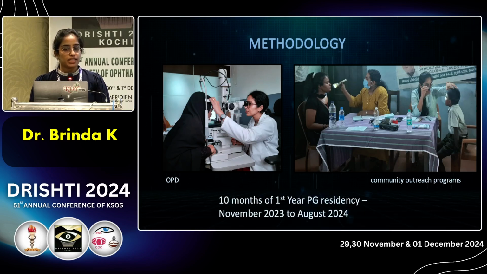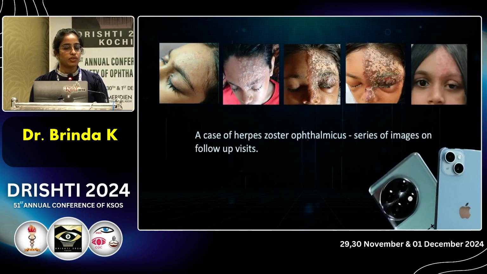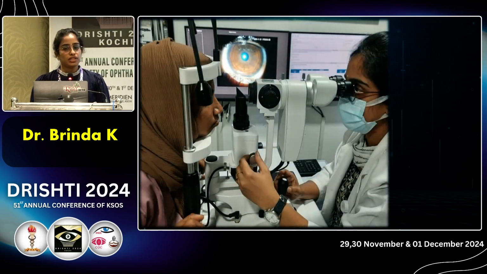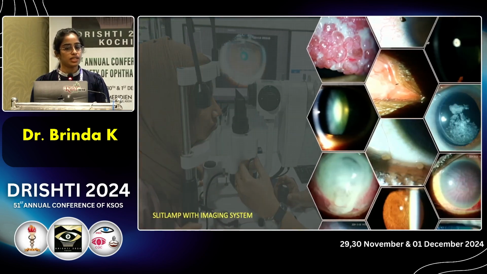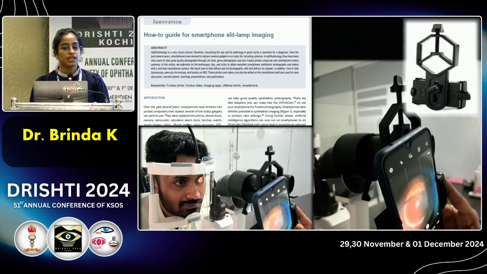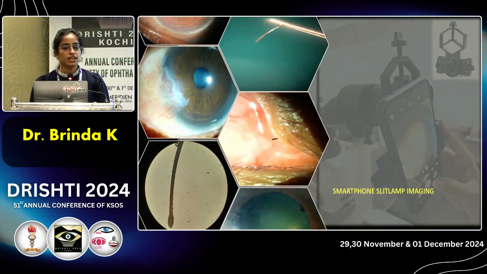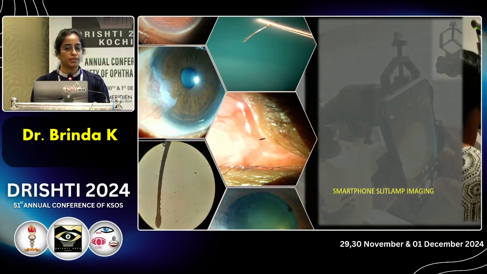For that, we collected images in OPD as well as camps in 10 months of our first year residency. Earlier, we used to take pictures with our smartphone, and we collected even series of images on follow-up visits also. Later, once we were used to the slit lamp, we collected images taken with the slit lamp, which is attached to the imaging system. And with a slit lamp not attached to an imaging system, especially in the peripheral centers, we used a simple smartphone adapter attached to the slit lamp and took anterior segment as well as posterior segment images. We even used it to take microscopic images also.